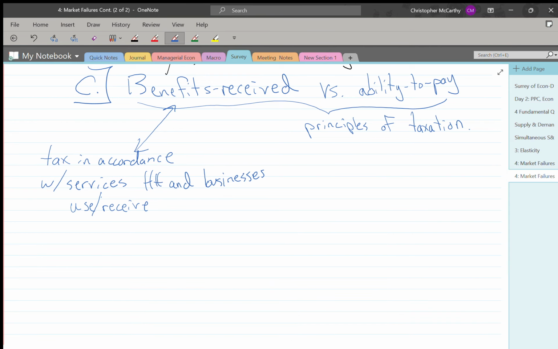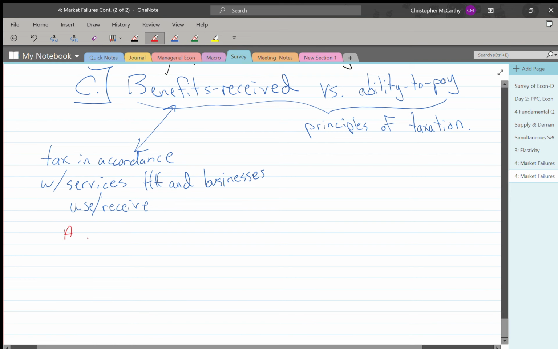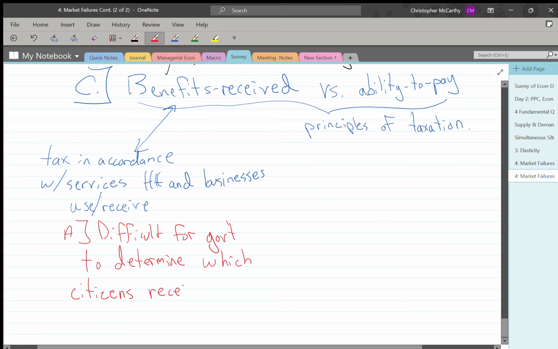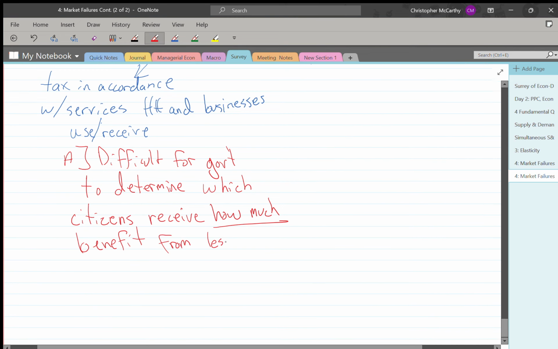But it's very difficult for the government to determine which citizens receive how much of the benefit from less divisible goods like national defense. Like clean air, right?